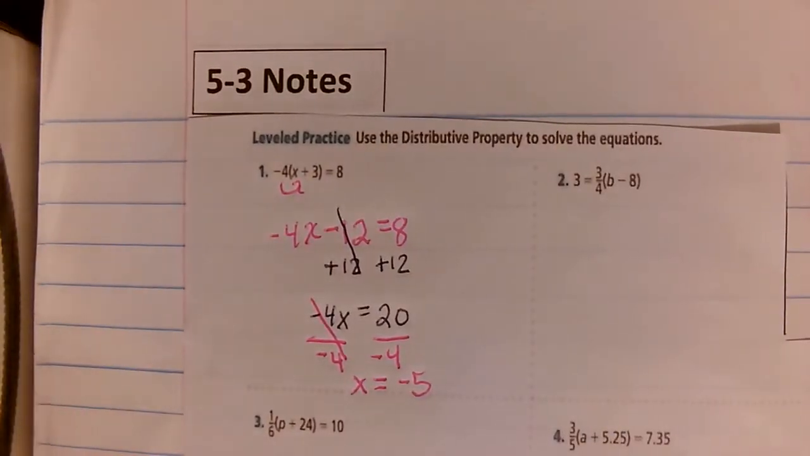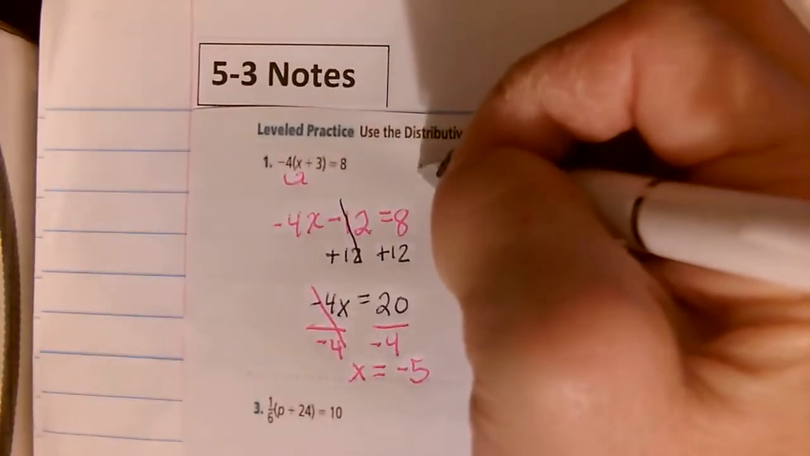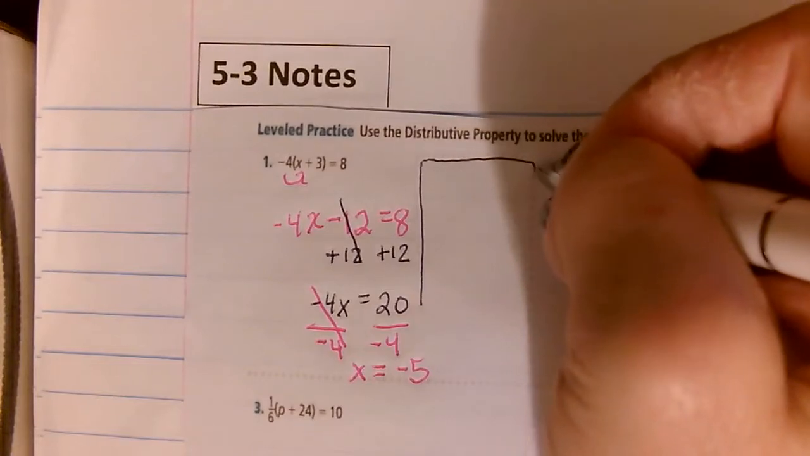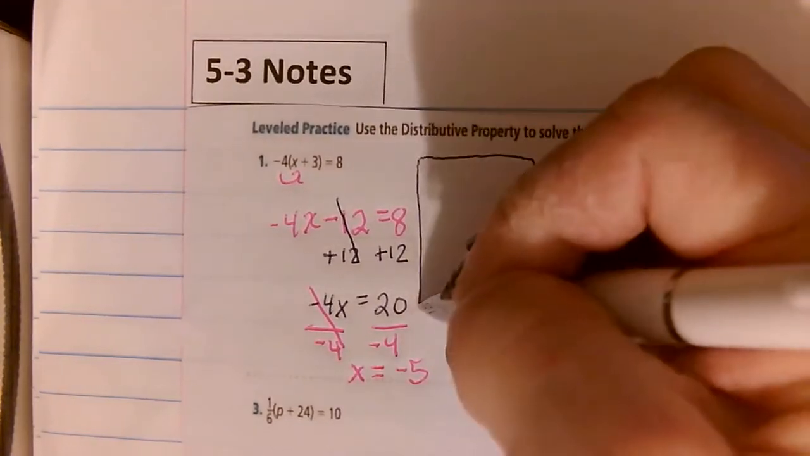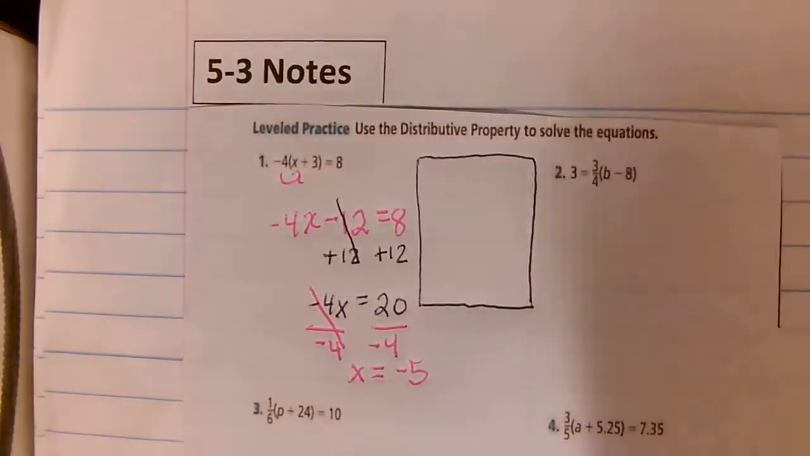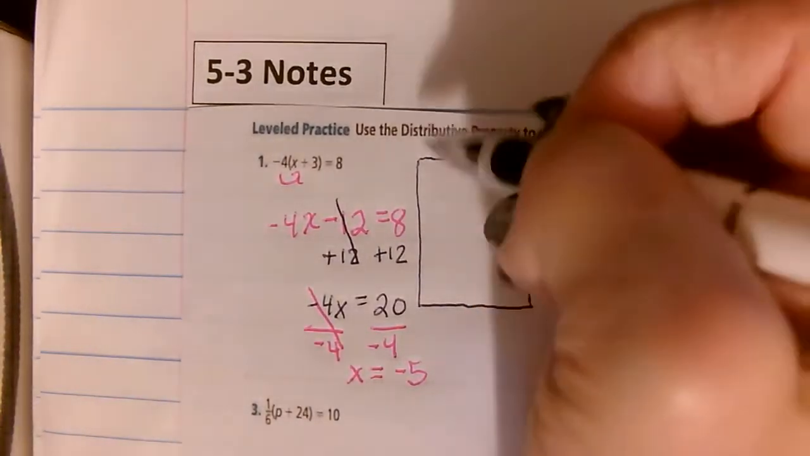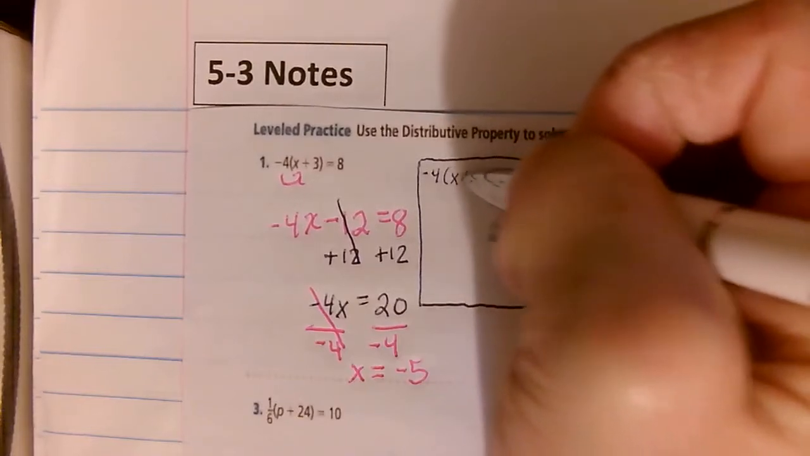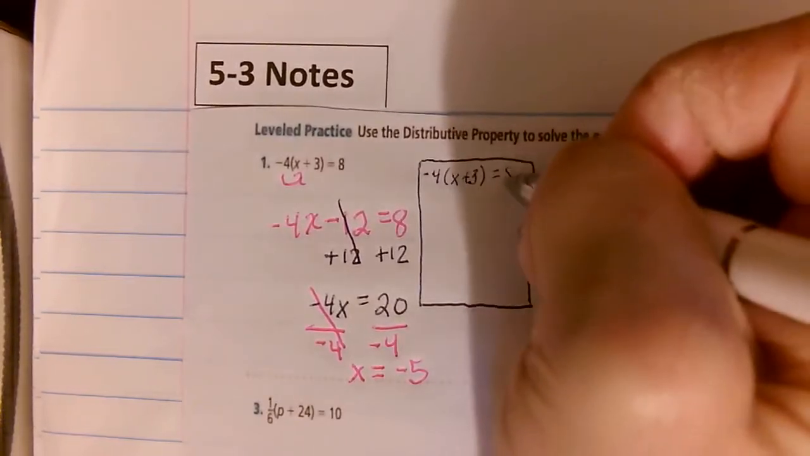Now, over here, I'm just going to make a little box. I'm going to show you one other way to do this. Showing your work correctly is imperative to getting credit, okay? Let me recopy your little problem here. Negative 4 times the quantity of x plus 3 equals 8.